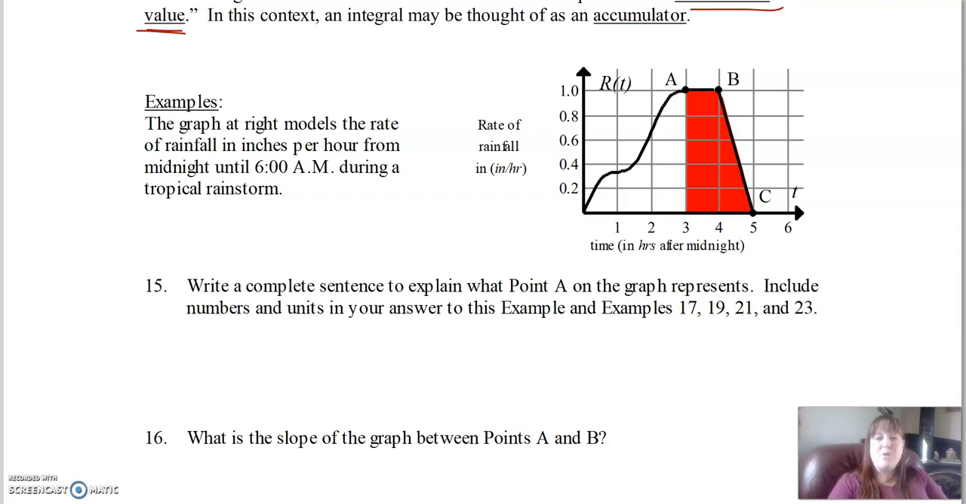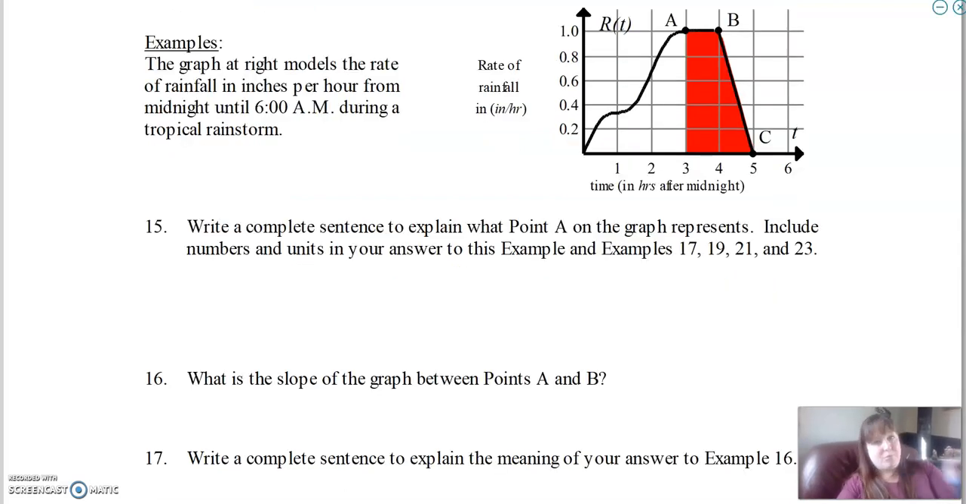But anyway, so write a complete sentence to explain what point A on the graph means. So remember, this is a rate graph. So think about this as the derivative, right? This shows the rate of change of the rainfall. How fast is the rain falling? And so write a complete sentence about what point A represents, and include numbers and units in your answer. This is the key that I think we missed a lot when we were looking at this before, using numbers and units in the answer.